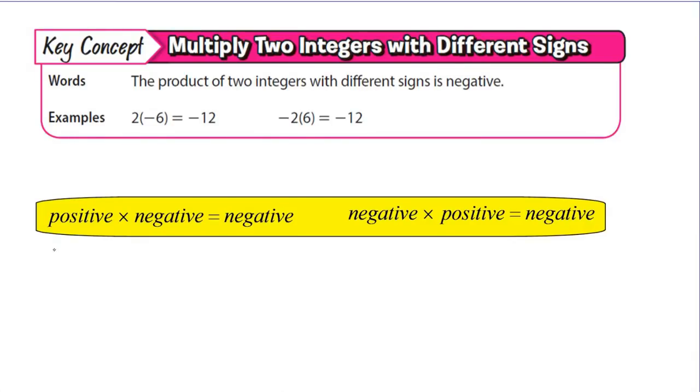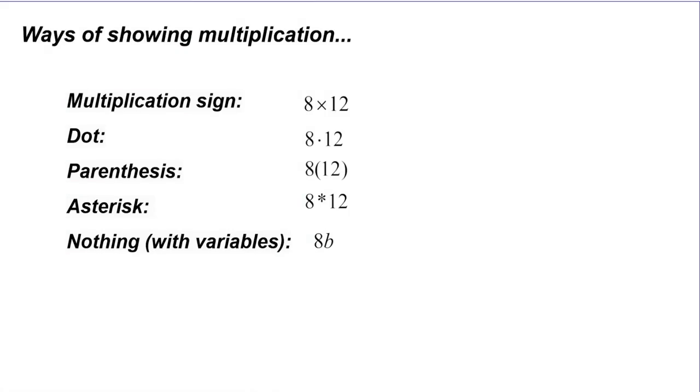So a positive times a negative is going to be negative, and a negative times a positive is going to be negative. And those are the only real rules that we need to learn when we're talking about multiplication. If the signs are the same, it's positive. If the signs are different, it's negative. Really pretty simple. One of the easier operations to do with integers.